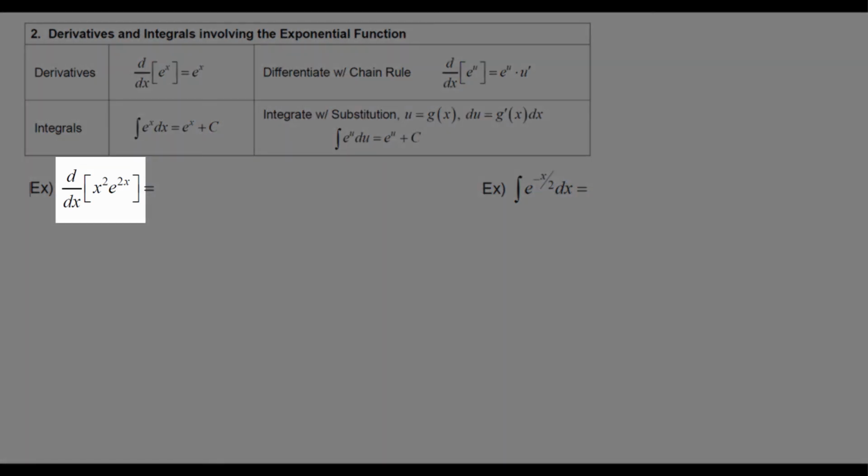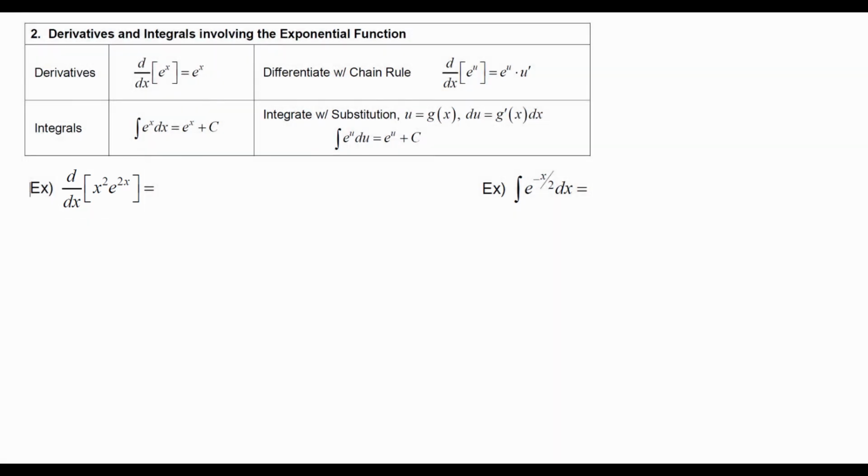So what is the derivative of x squared times e to the 2x? Do you recall what rule we should use here to take the derivative of the product of x squared and e to the 2x? That's right, you've got to use the product rule. So let's call x squared f and e to the 2x g. The product rule was f prime times g plus f times g prime. That's what the product rule was, right?